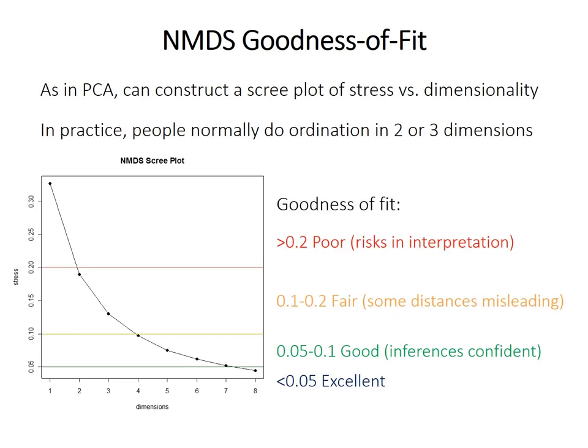So there are some rules of thumb, basically, that a stress greater than 0.2 is a fairly poor fit, and there might be some risk of making error when you interpret the relative position between the points. A stress between 0.1 and 0.2 is an okay fit. Maybe some of the distances might be a little bit inaccurate, but overall it's pretty good. And a stress between 0.05 and 0.1 is said to be quite good, and you should be able to make pretty confident inference about the relative position of the points. And then a stress less than 0.05 is really excellent, but you almost never see this when you're dealing with complicated data.